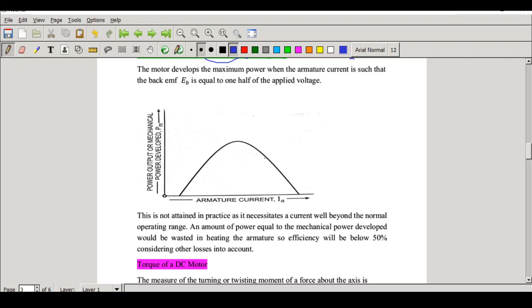Now we can draw this. If you draw this, you can see that at this point the maximum power is generated, and at this point back EMF Eb is given by V/2. So this is about the back EMF and maximum power relation.